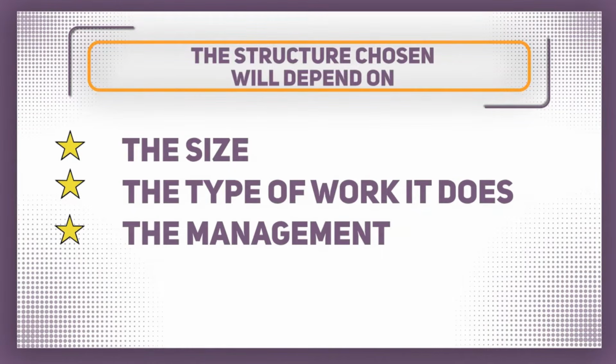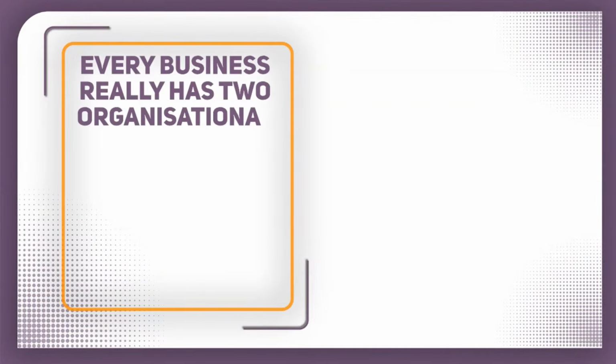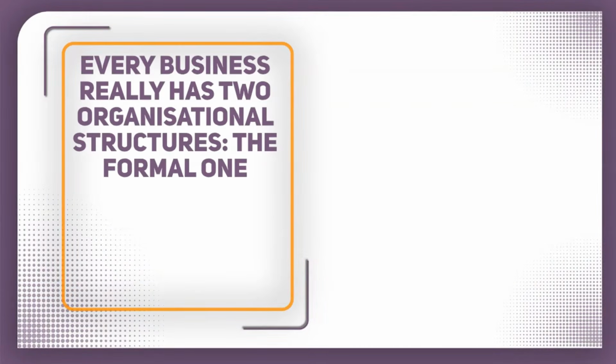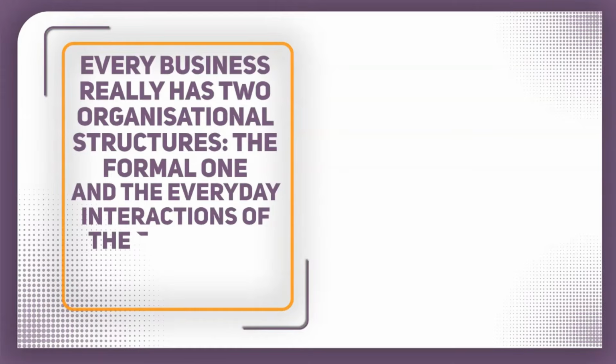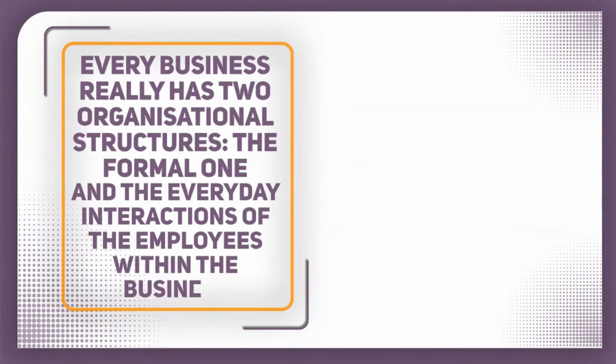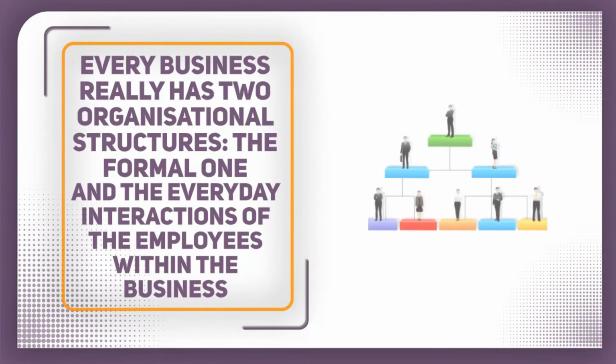To wrap this video up, I'll let you in on a little secret. Every business really has 2 organisational structures. The formal one, which is written on the organisational charts, and the other one, which is the everyday interactions of the employees within the business. This will not always match the chart, and sometimes you may find your greatest member of staff way down at the bottom of the structure.